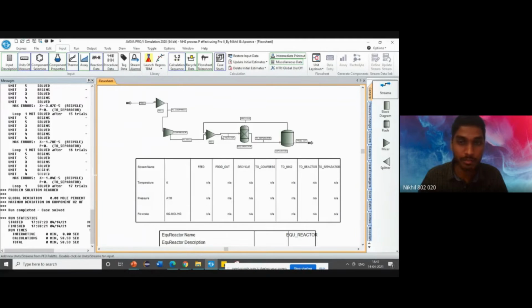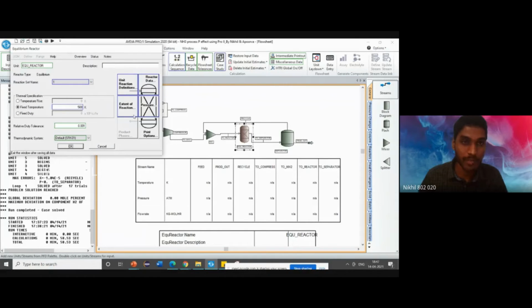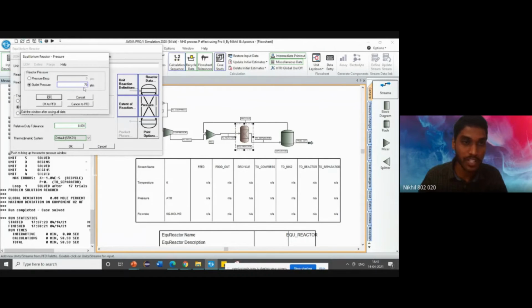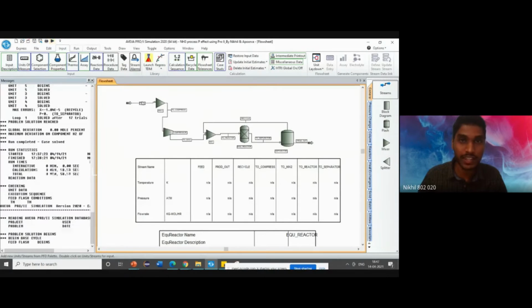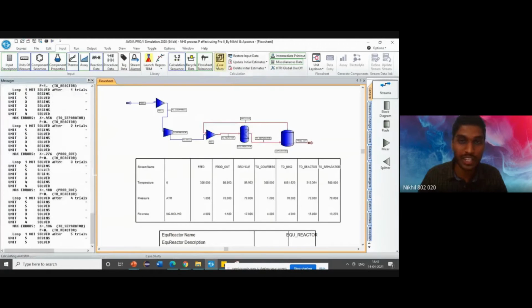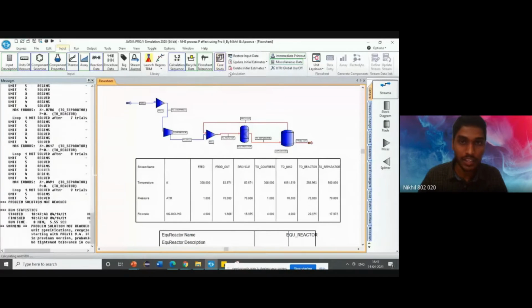Then the mixer output is connected to a reactor, operated at 500 temperature and a pressure of around 70 atmosphere. From the reactor, it connects to a separator, where it separates into two phases: liquid ammonia, and the vapor phase. This is why we use another mixer here. We connect the recycle stream here, and let us run it.